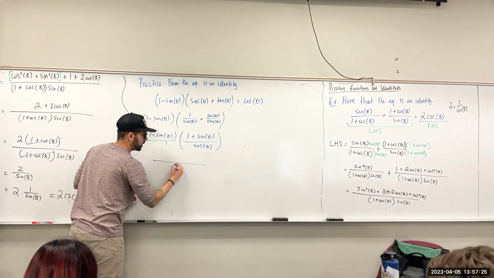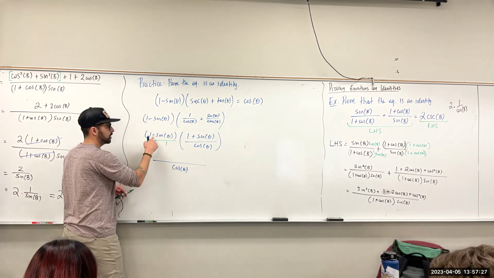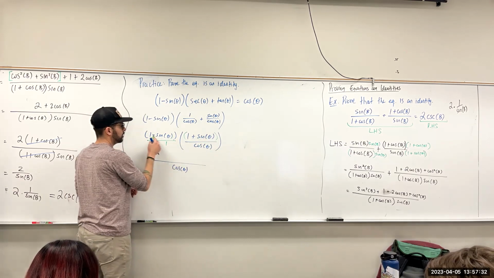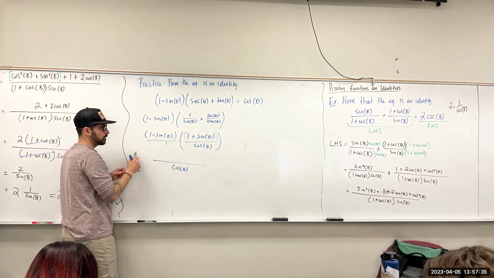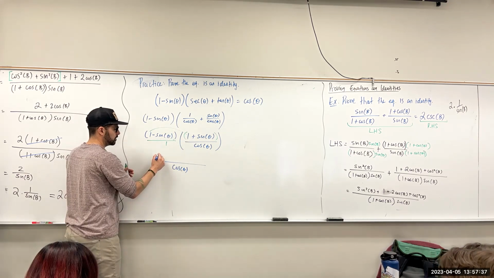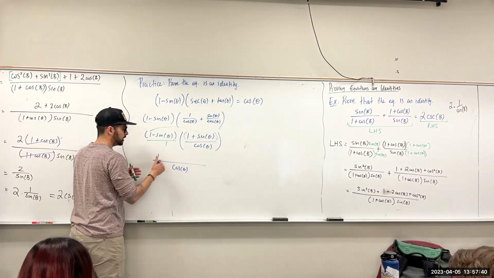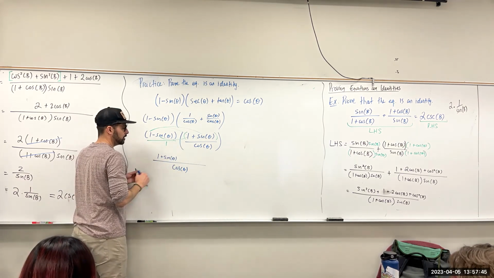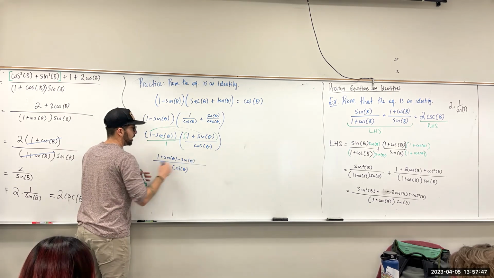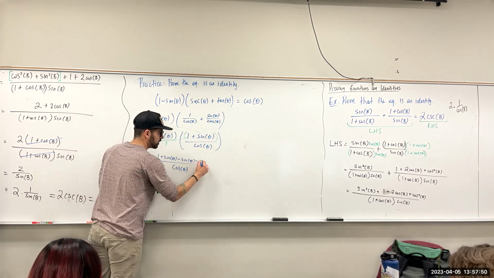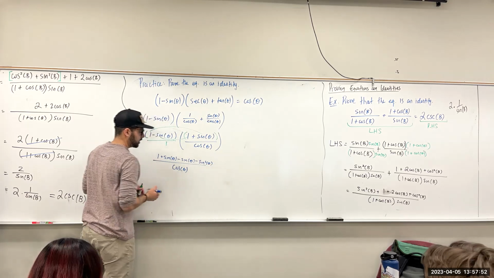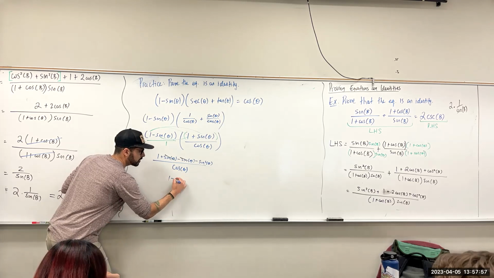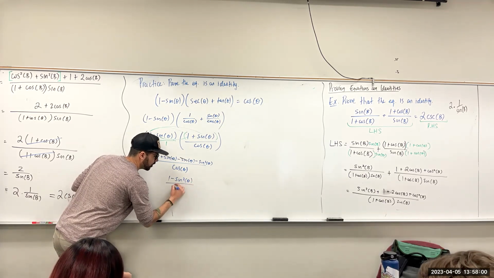And so this just becomes 1 times cosine theta. And this becomes, you got to FOIL it. You're going to FOIL this guy with 1 minus sine theta because they're being multiplied. So 1 times 1, 1 times positive sine theta, negative sine theta times 1, and then negative sine times positive sine, sine squared theta. And then these suckers canceled out. So you end up with 1 minus sine squared theta over cosine theta.